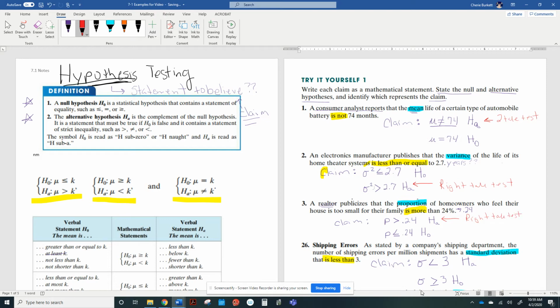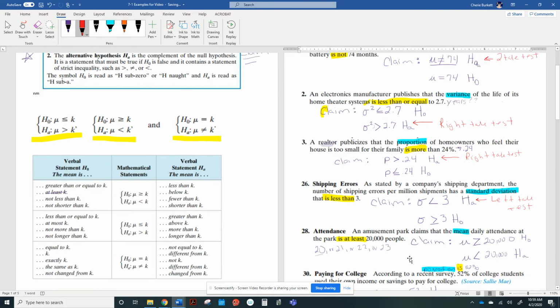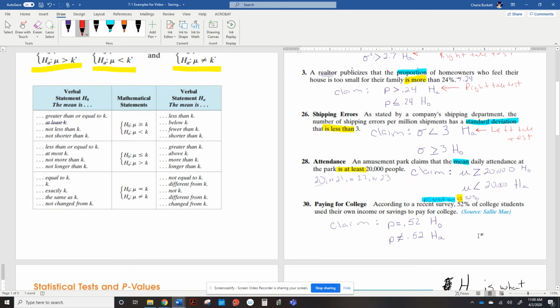And this is the alternative hypothesis. This time the alternative hypothesis is less than, so it is a left tail test. And then these two, here's the alternative hypothesis. It's less than, so it's a left tail. And here is the alternative hypothesis. It is not equal to, so it's a two-tail test.